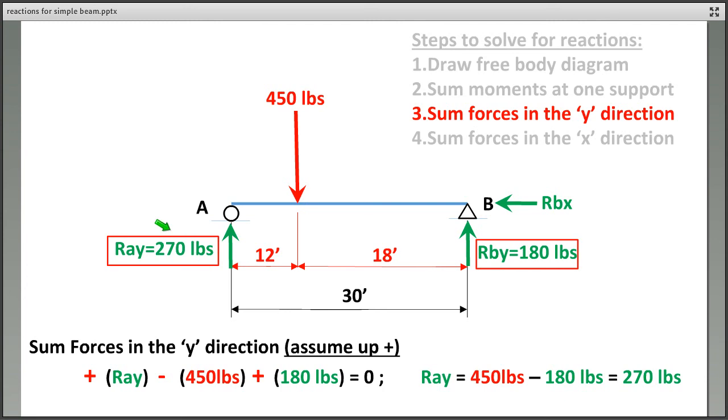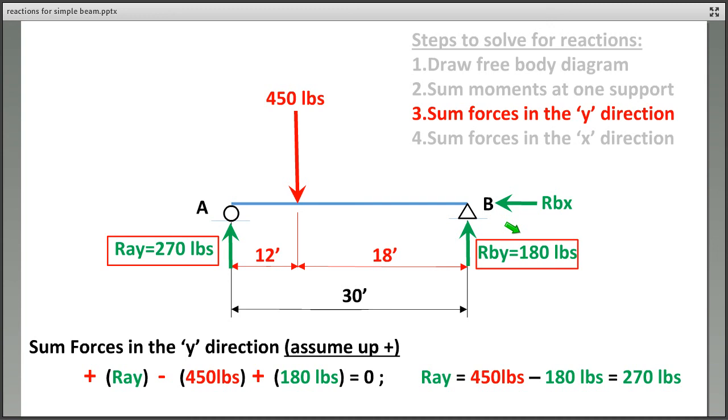And you can see that this makes sense, because this 450-pound force is closer to point A than point B, so you would expect that the reaction is going to be higher. It's going to take more to hold the beam up on the left end than the right end, because the load is closer to the left end. So that seems to make sense.